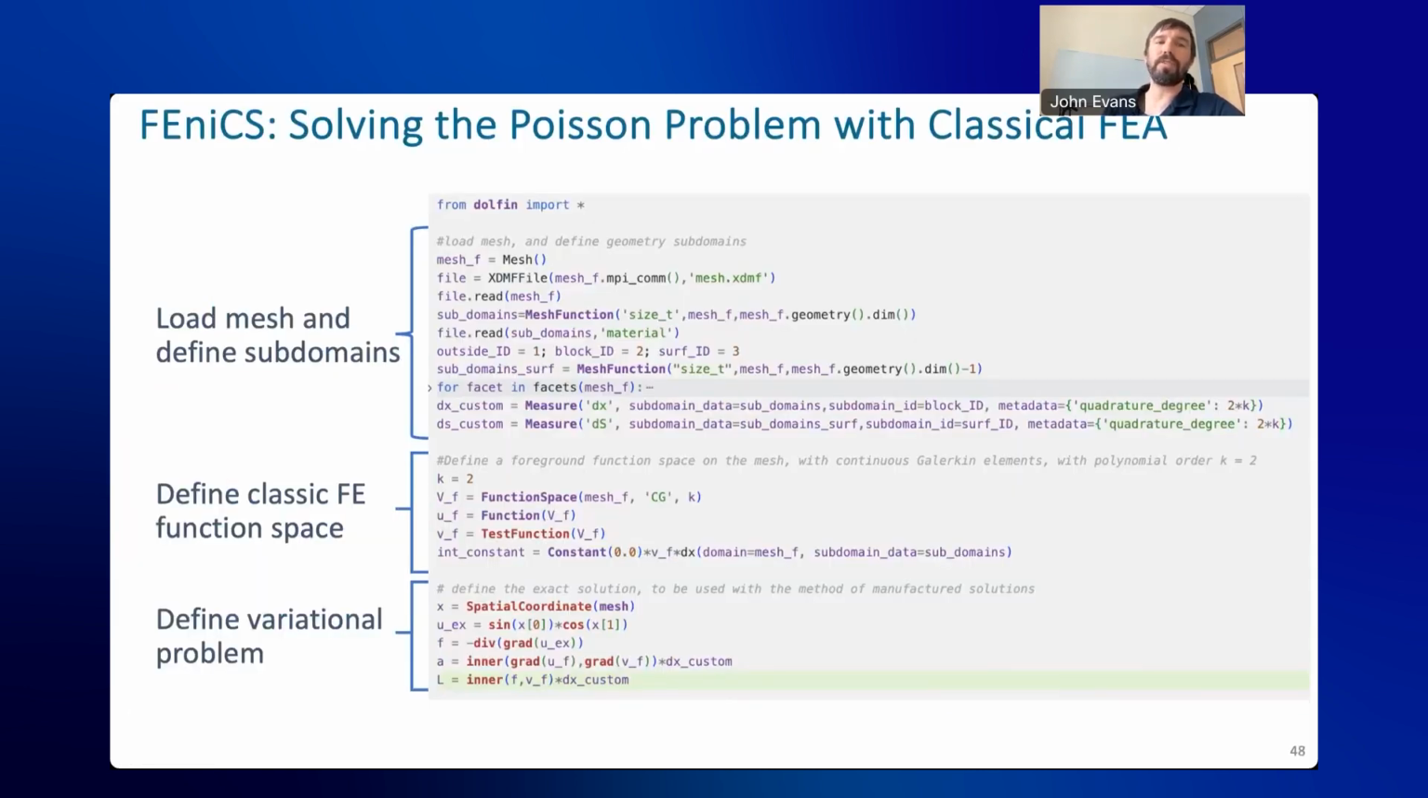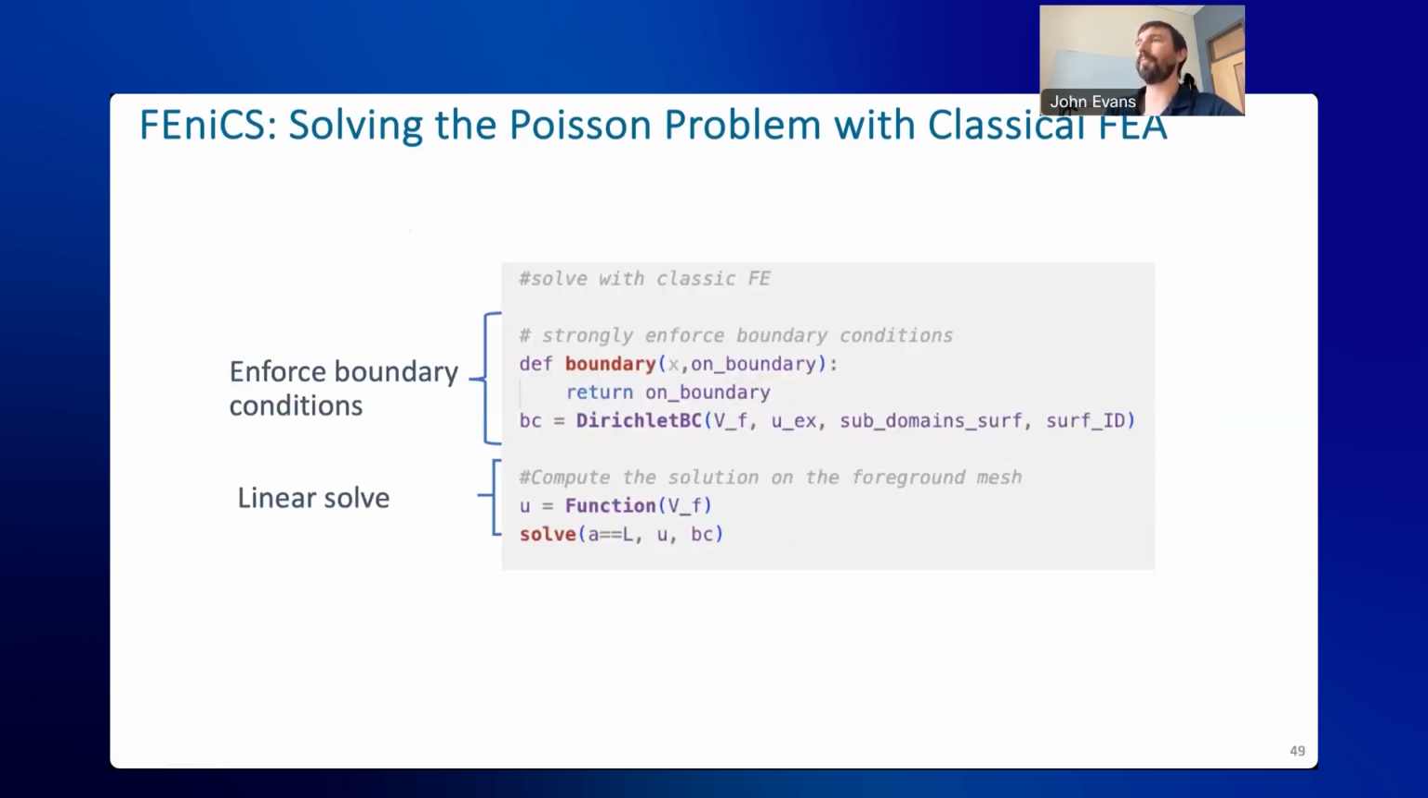Solving the Poisson problem with classical finite element analysis in FEniCS can be described in just a few lines of code. We load the mesh and define subdomains first, then define a classical finite element function space. Here we define this to consist of quadratics, using a continuous discretization over a triangular mesh. We then define our variational problem: we define what our bilinear and linear forms are, for instance, what our right-hand side force happens to be. We enforce boundary conditions, and we then solve the linear system.